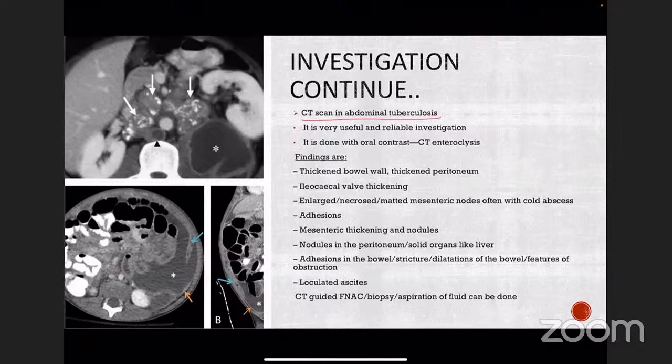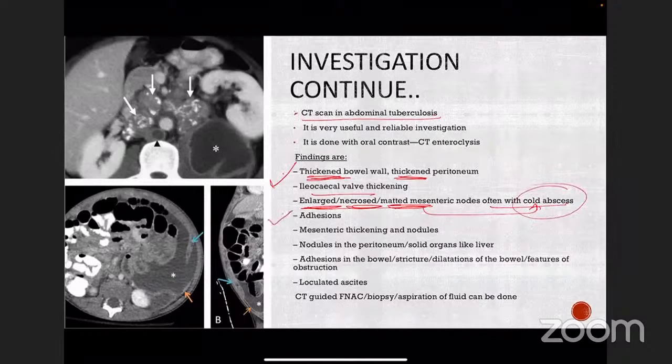Findings will be like, as you have seen in USG, the bowel will be thickened. If the peritoneum or mesentery is involved, it will also be thickened. So thickening is the most common finding. Ileocecal valve thickening will also be there, and the ileocecal junction is involved. Enlarged necrosed matted mesenteric nodes will be seen, and a cold abscess can be seen. Already said, lymph nodes can be enlarged, necrosed, and matted, and after that it can create a cold abscess too.